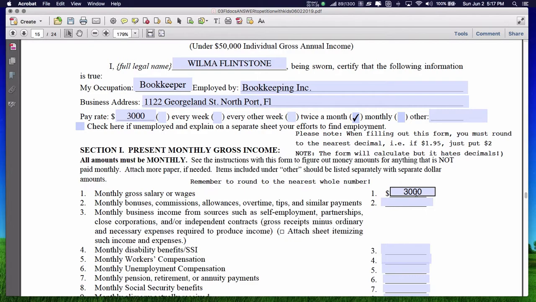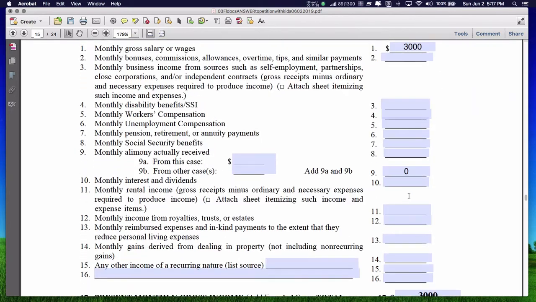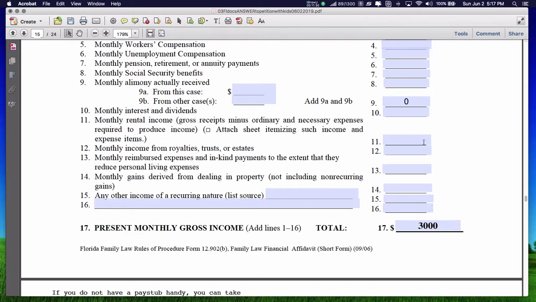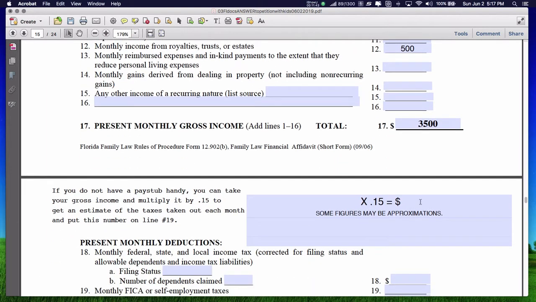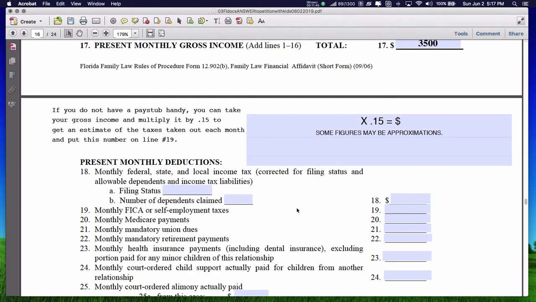All right, so let's say you make $3,000 a month. The form does the math for you. I'll give you an example. Let's say you're getting income from, I don't know, a trust or something. The trust is line 12. Let's say you're getting $500. See how the form does the math for you? It'll add it up.